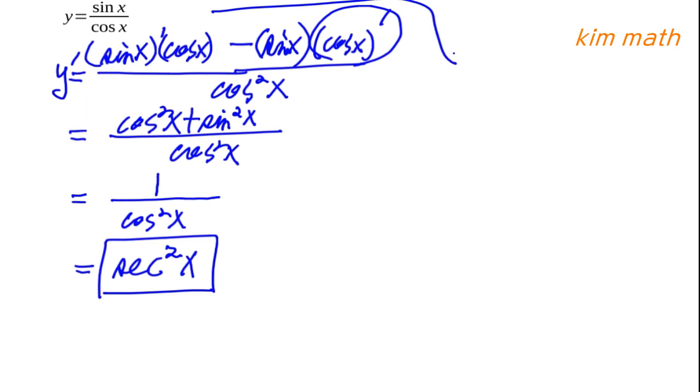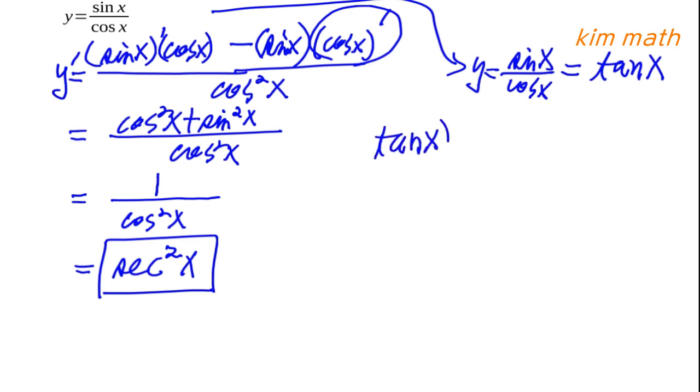Later we may discuss y equals sine x over cosine x. We know that this is tangent x, right? So the derivative of tan x will be secant squared of x.